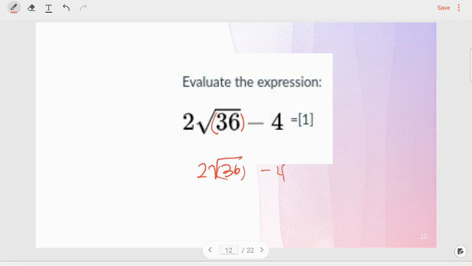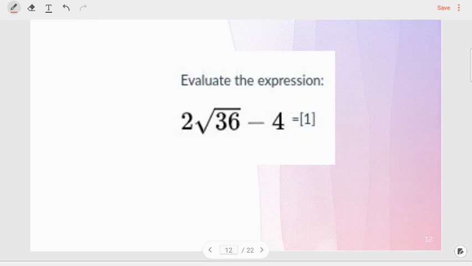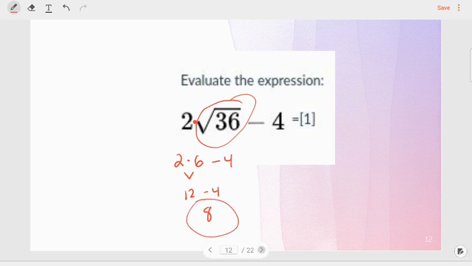So let's simplify. Remember, order of operations. I'm going to take care of any parentheses. No, nothing inside parentheses. Exponents, no exponents. Radicals, yes. Square root of 36 is 6. This is multiplication, so I'm left with 2 times 6 minus 4. Between multiplication and subtraction, I deal with the multiplication first. 2 times 6 is 12. 12 minus 4 is 8. And that's my final answer.